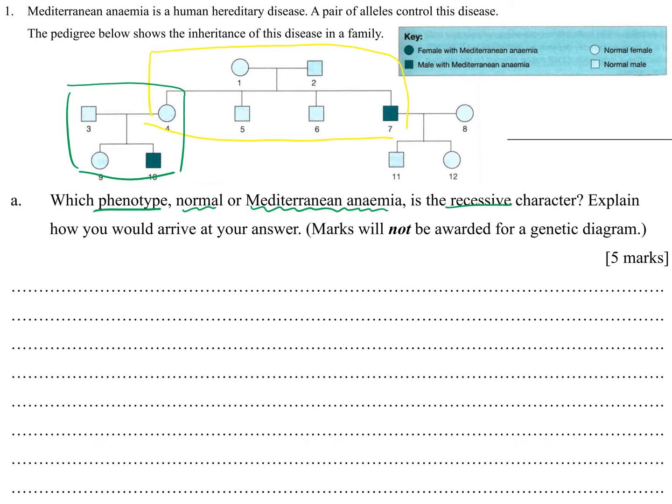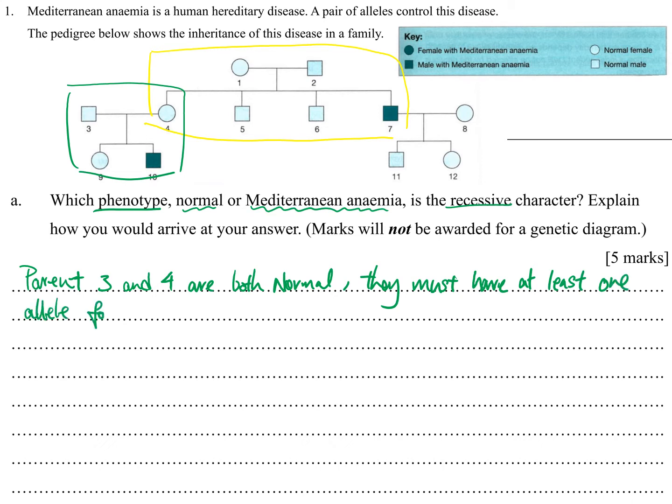For the parents, 3 and 4, they are both normal parents. So let's write it down. Parents 3 and 4 are both normal. So therefore, they must have at least one allele for normal. Makes sense? So you get the first mark.